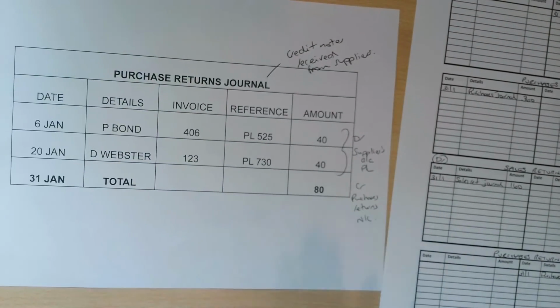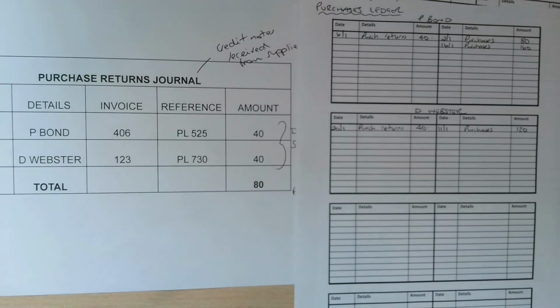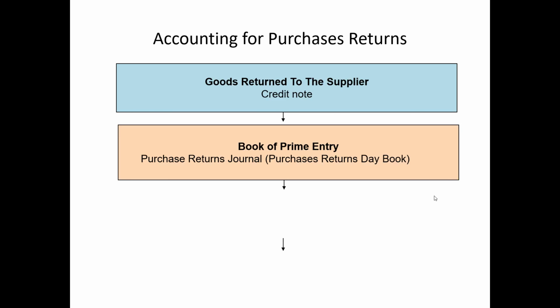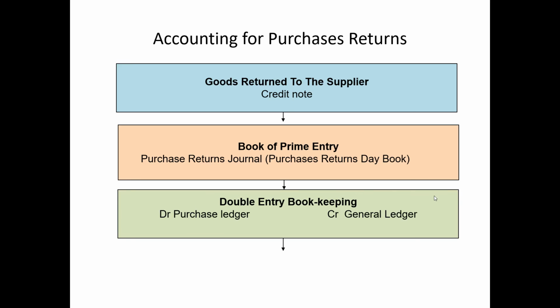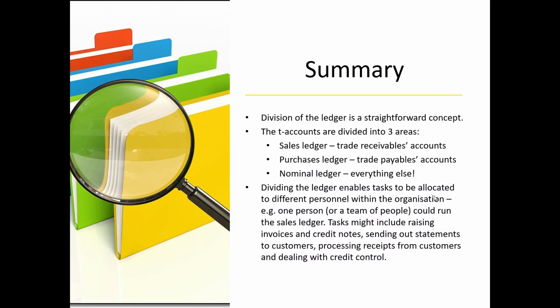Pretty straightforward. So it's a strange topic, division of the ledger, but actually it's pretty straightforward when you get down to it. Just to recap then, purchase returns: goods are returned to the supplier. The supplier is going to issue us with a credit note, which we'll then enter into our purchase returns journal, book of prime entry. Then we complete the double entry bookkeeping by debiting the individual supplier's accounts with each individual credit note that we've received and crediting the purchase returns account. Okay, so the bookkeeping's all complete now. You've seen how it's done.